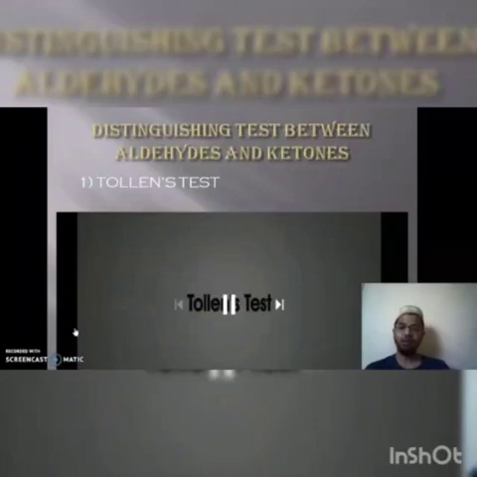Let us now have a look at some of the distinguishing tests between aldehydes and ketones. First of all, Tollens' test. Here we have shared a video of Tollens' test being conducted. Let us now have a look at it.